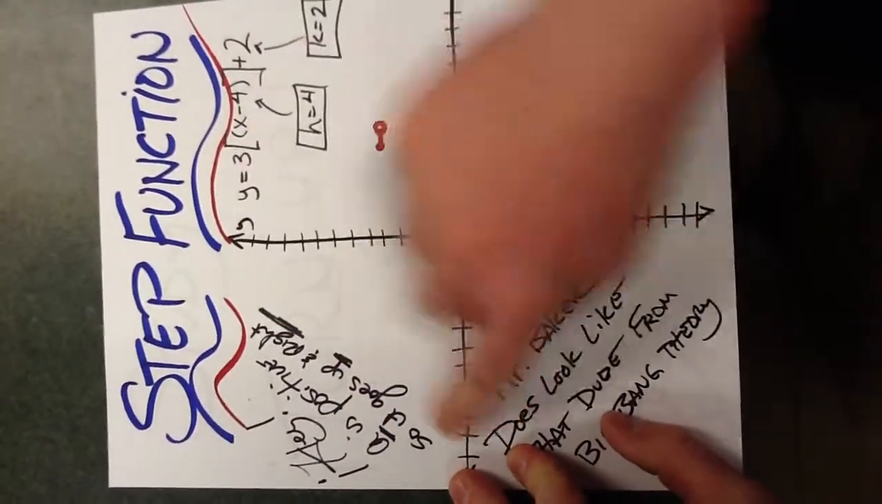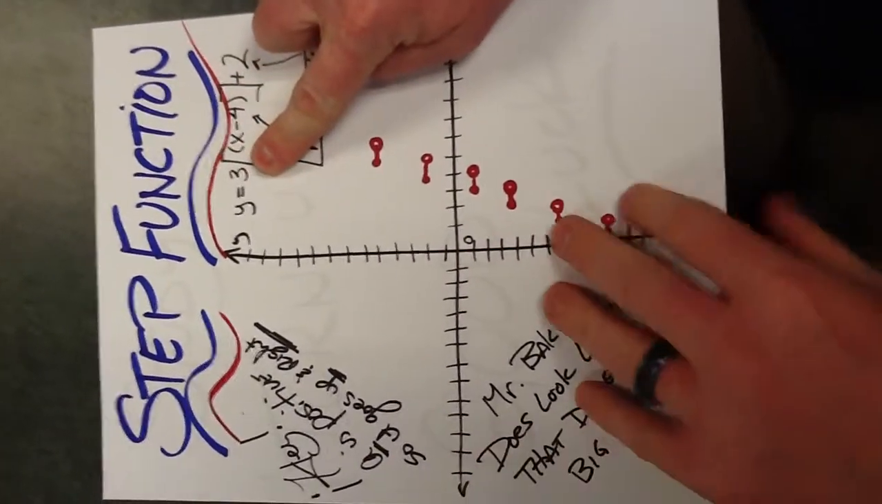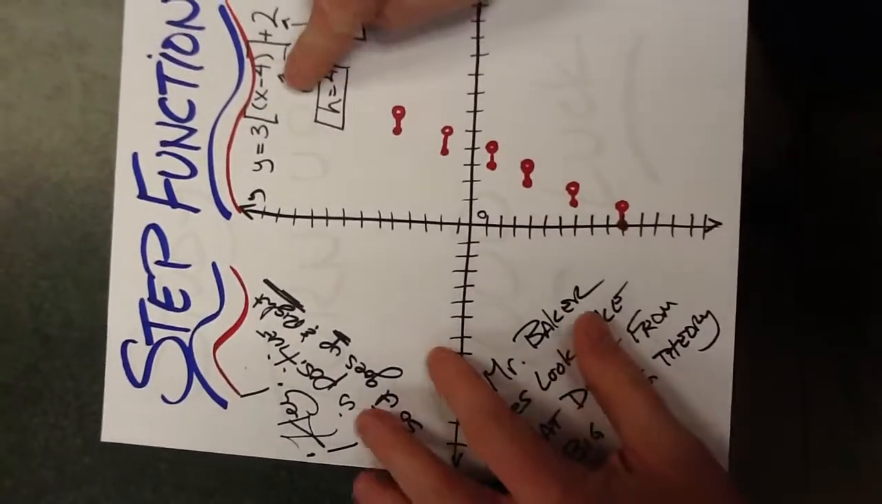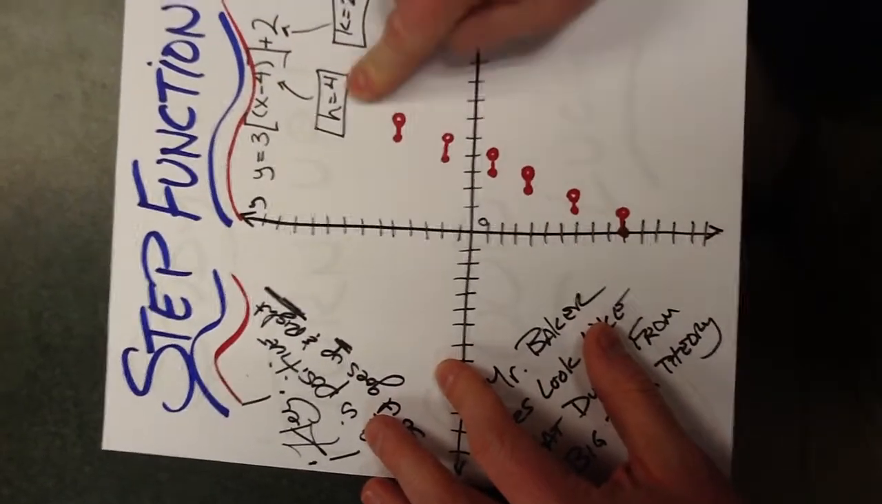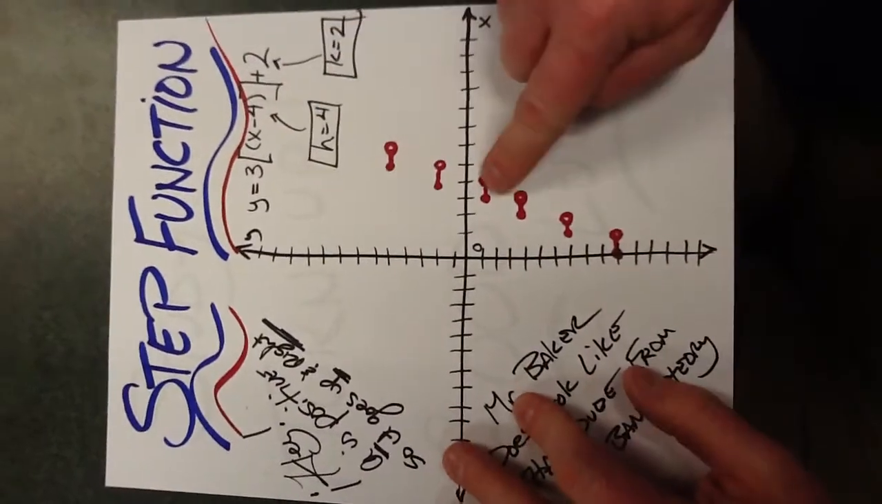a is positive, so it goes up as it goes to the right. y equals 3 times quantity x minus 4, plus 2. This gives me h equals 4, k equals 2. We move to our starting point, which is (4, 2).